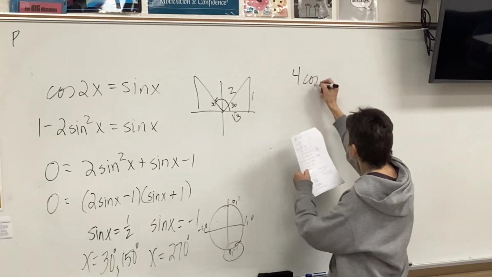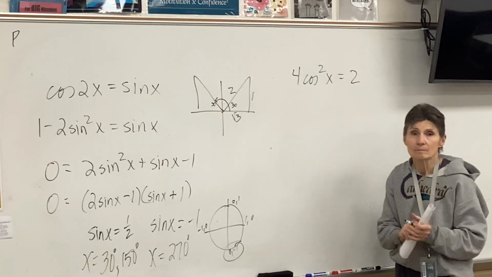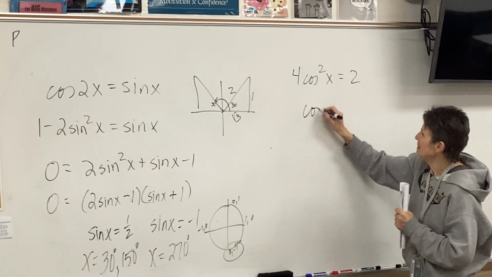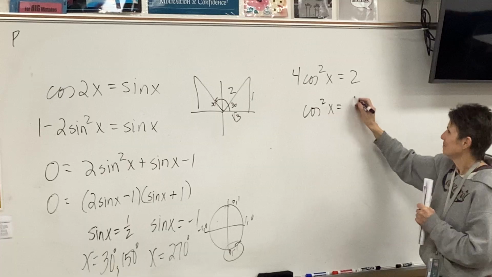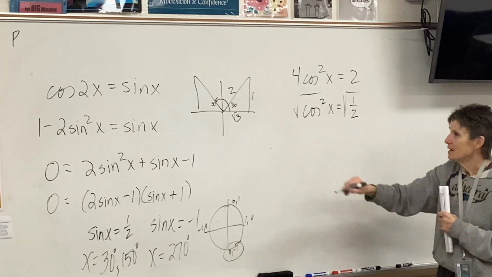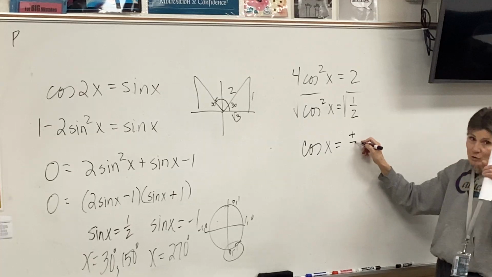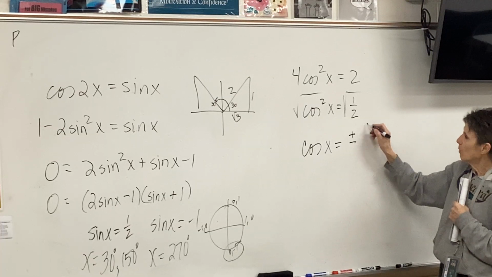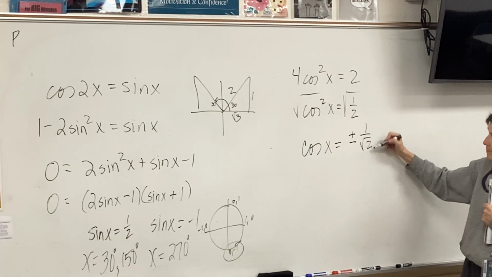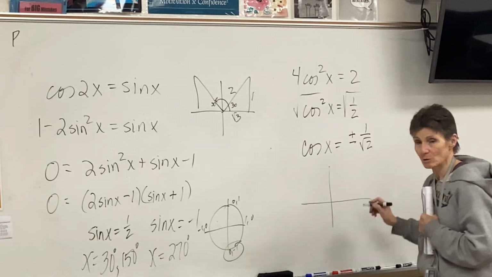Finally, here we go. 4 cosine squared equals 2. Wish you were here to give me your thoughts. I'm thinking about dividing by 2. And then square rooting. So cosine equals plus or minus, when you square root, plus or minus 1 over root 2. Square root of 1, square root of 2.